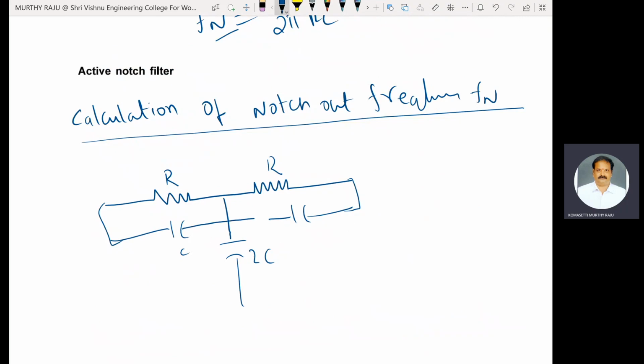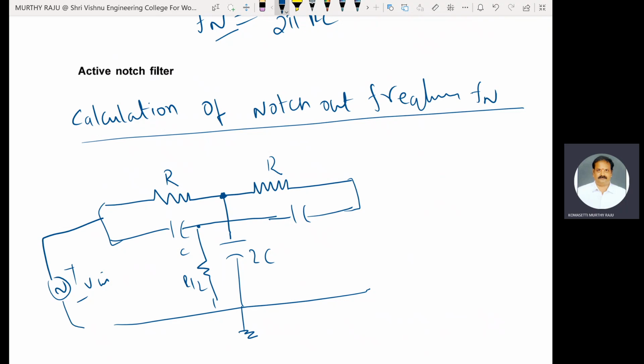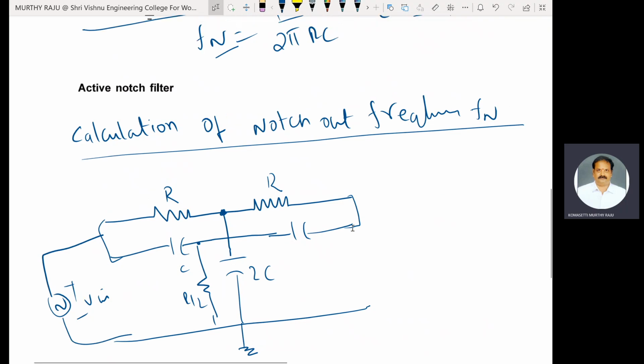They are directly connected. Here there is no connection. One more connection is there here. The dot indicates some connection. This one is R by 2. These two are connected to ground here. Here V in is applied.